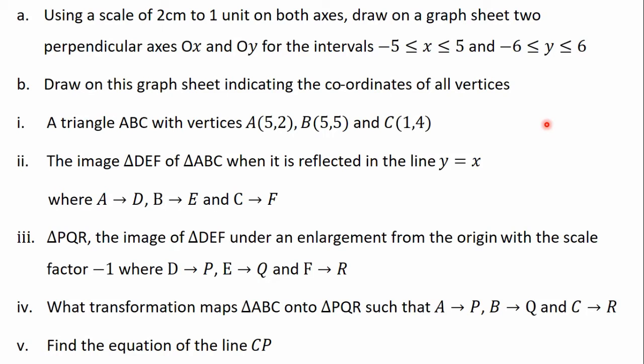Welcome back. We started solving this question in the previous video. We have solved the first four parts. In this video, we will look at the two remaining parts. We will begin with B(iv).